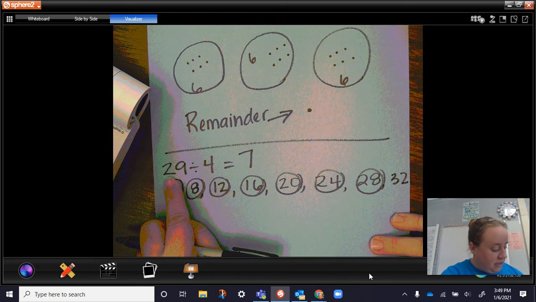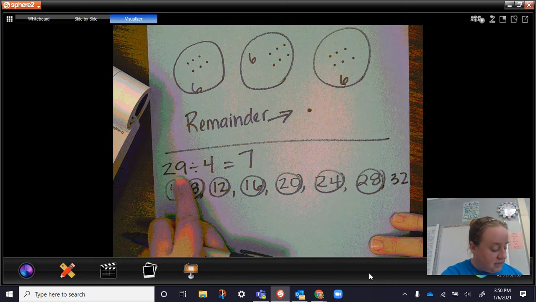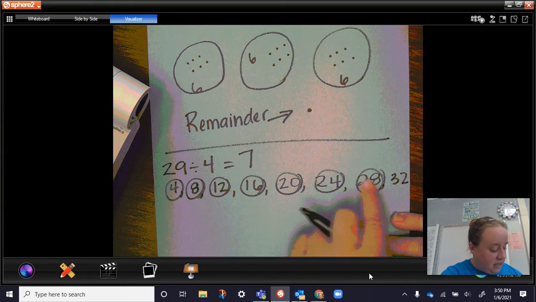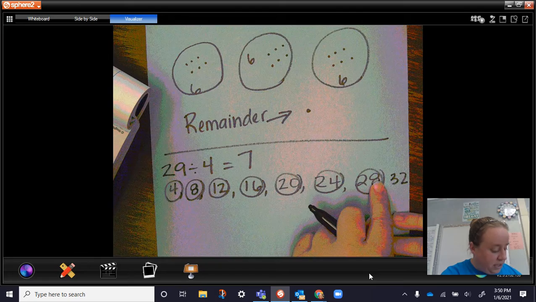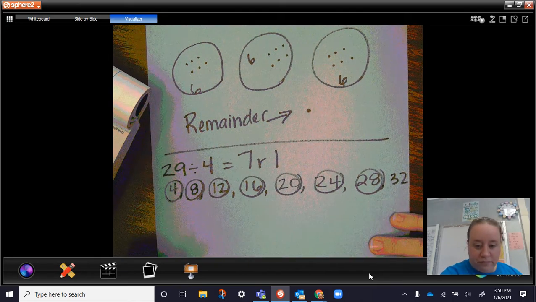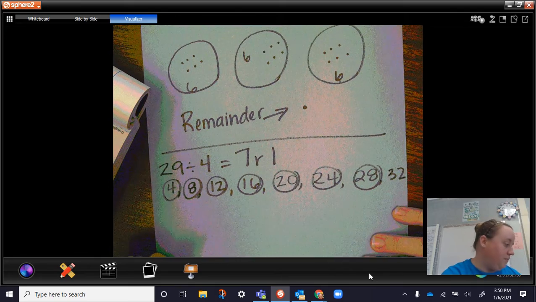Well, if I have 29, let's say 29 of those beans, and I make 7 groups that adds all the way up to 28, then that means there's going to be 1 remainder left over. So 7 remainder 1.